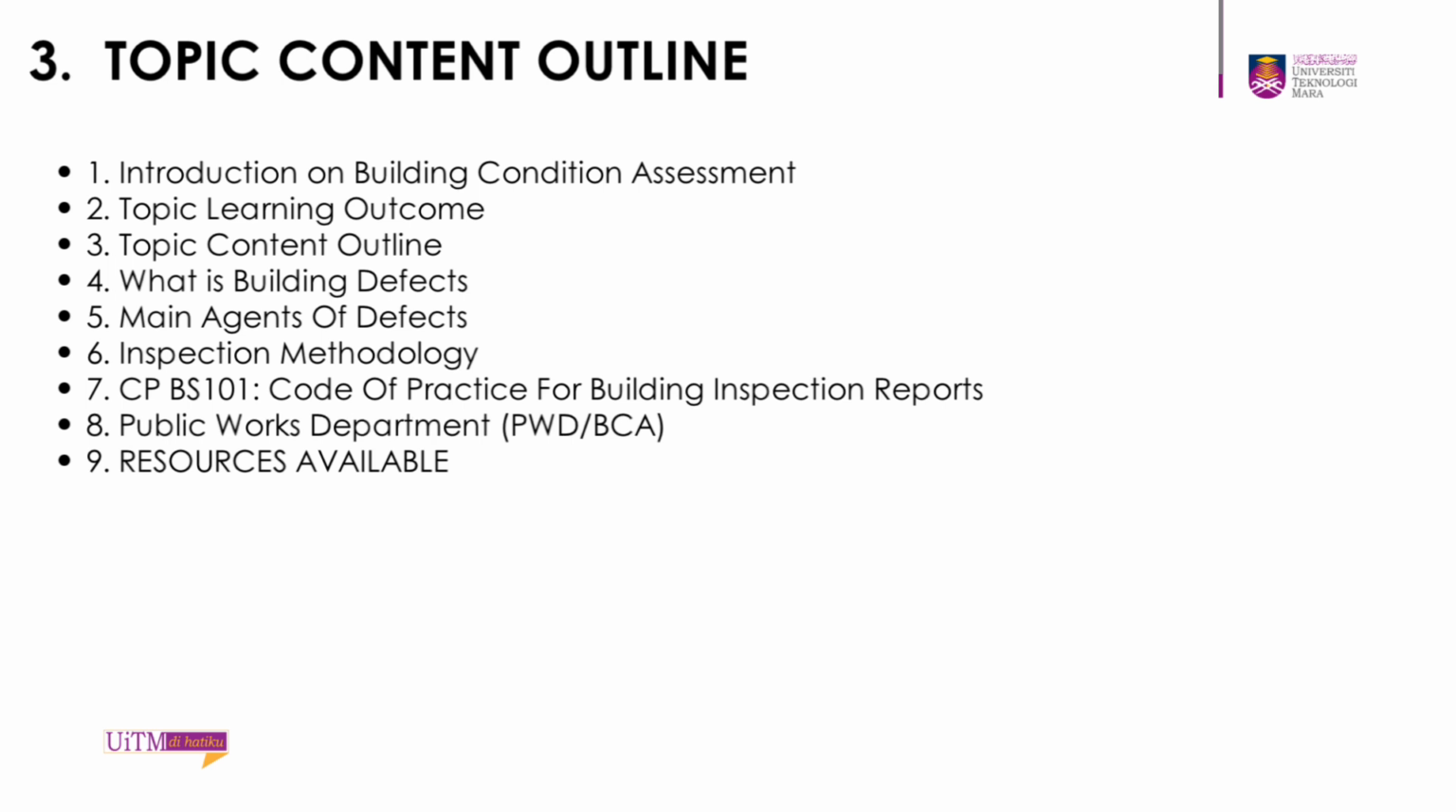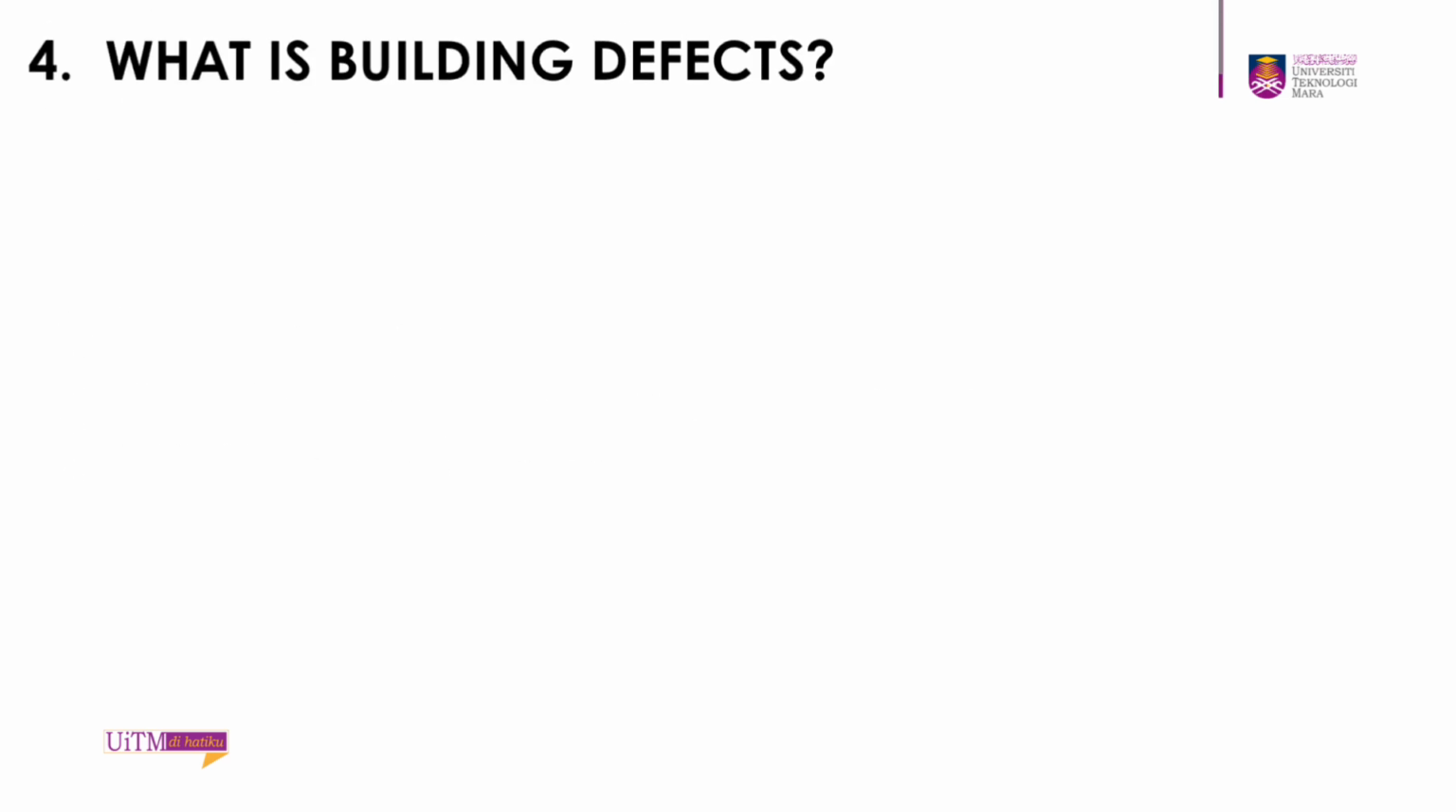3. Topic Content Outline. 1. Introduction on Building Condition Assessment. 2. Topic Learning Outcome. 3. Topic Content Outline. 4. What is building defects? 5. Main agents of defects. 6. Inspection methodology. 7. CPBS 101, Code of Practice for Building Inspection Reports. 8. Public Works Department, PWD, BCA. 9. Resources available.